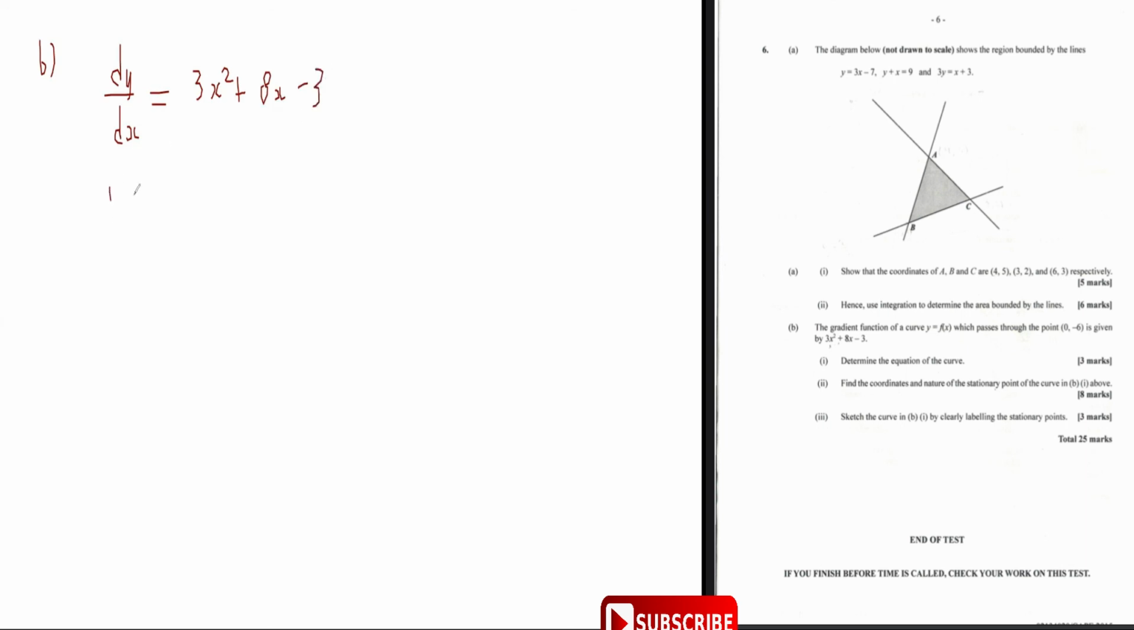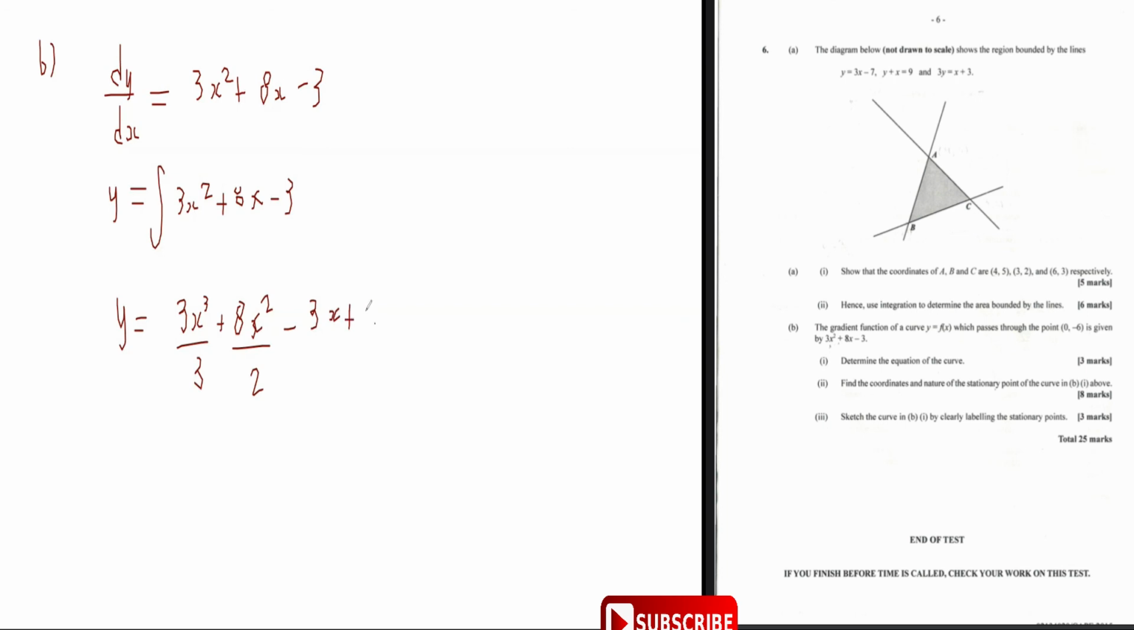The equation of the curve, we're going to have to integrate. So y is equal to the integral of 3x squared plus 8x minus 3. When you integrate it, you're going to get y is equal to 3x cubed over 3, add 1 to the power, plus 8x squared divided by 2, minus 3x plus some constant c.